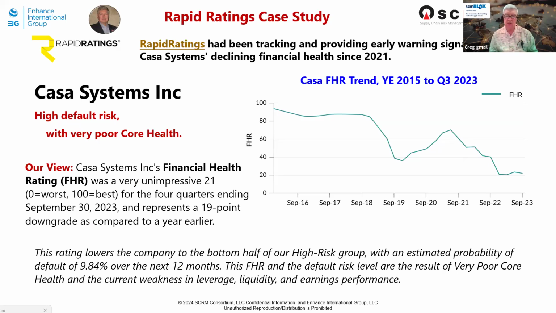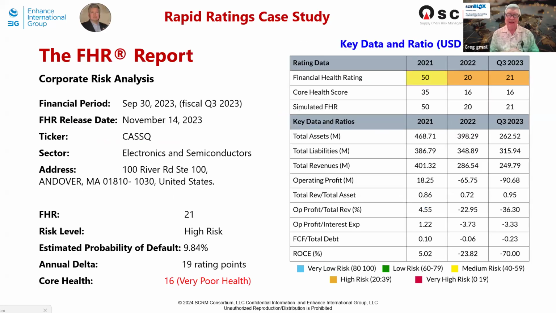Their view on CASA Systems: their financial rating went to about 21, where 0 is the worst and 100 is the best, over the 4 quarters ending September 30, 2023. That rating of 21, according to Rapid Ratings, lowers the company into the bottom half or quartile of a high-risk group, and they estimated the probability of bankruptcy at that time at almost 10%. There's more. We'll take you through a couple more examples that Rapid Ratings shared with us.